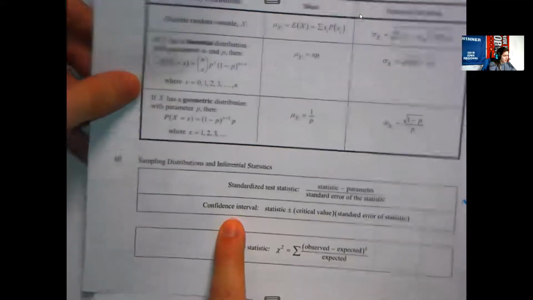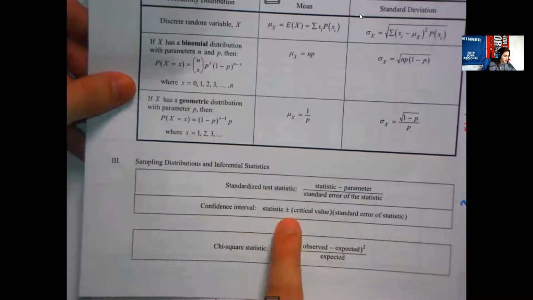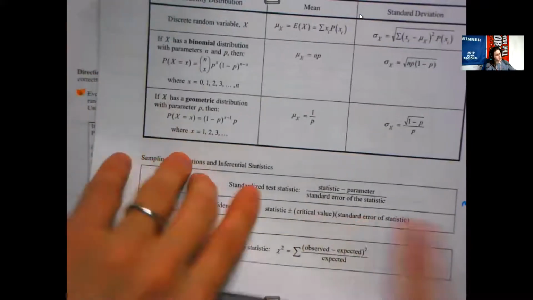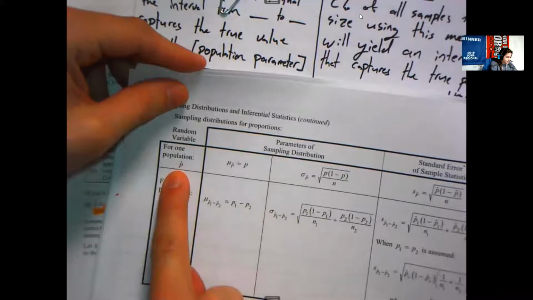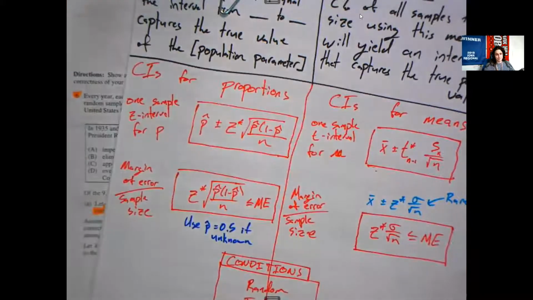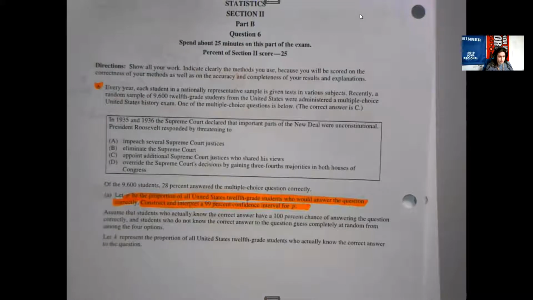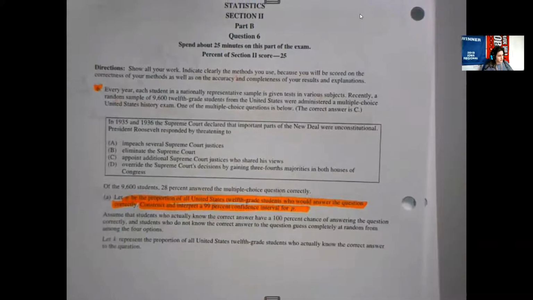Confidence interval formula down at the bottom of the first page. Statistic plus or minus critical value times standard error of statistic. Well, here you go: statistic, P hat; standard error of the statistic, square root of P hat times 1 minus P hat over n. And yeah, there you go. So, that's state, plan, do, conclude. Do it. Not a lot to say there.